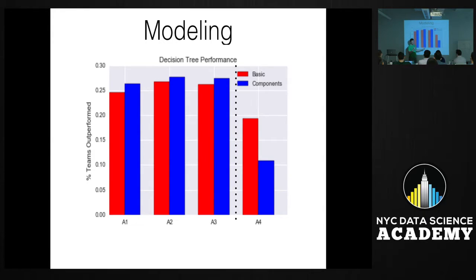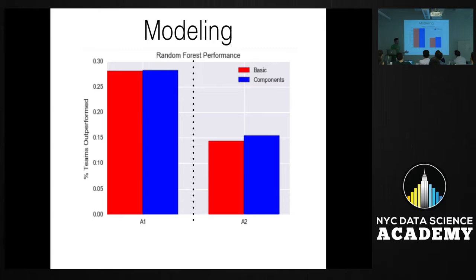And it performed terribly. It performed significantly worse than the others. And even more confusing than that, the model that was fitted to the components data frame, which had more data, was much worse than the one that had less data. So this was a very confounding sort of experience for us.